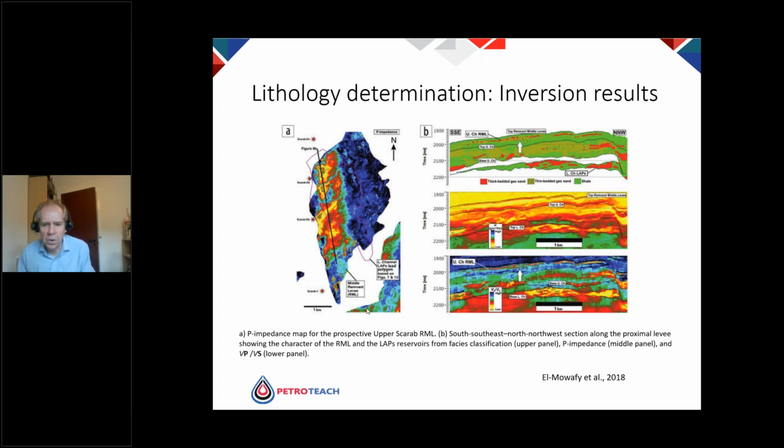This is some data from Egypt, I think, if I remember. Here's the top of our reservoir. If we look in a side view, P impedance is the middle one, and then VPVS is the bottom one here. And then this is the prediction of the lithologies at the top. The different colors are the different lithologies based on this probability here.